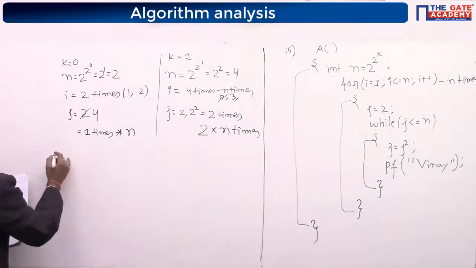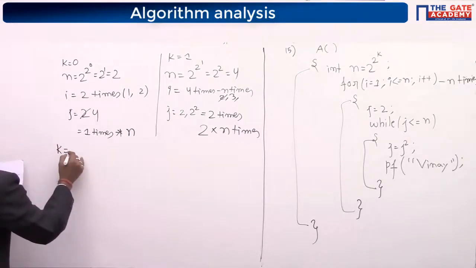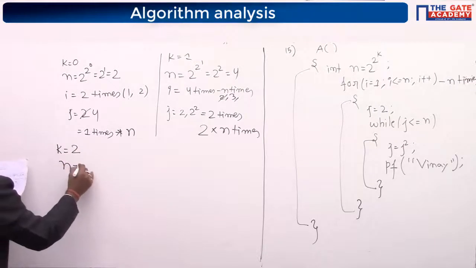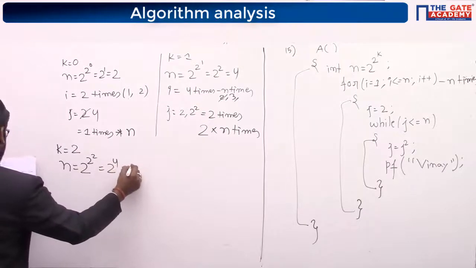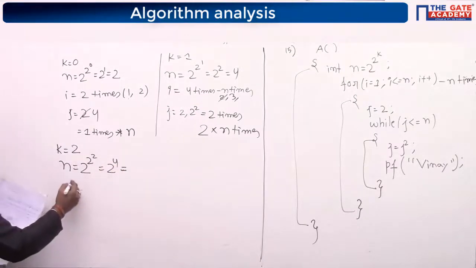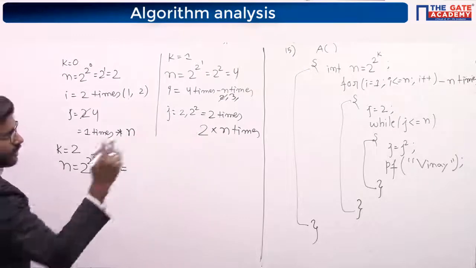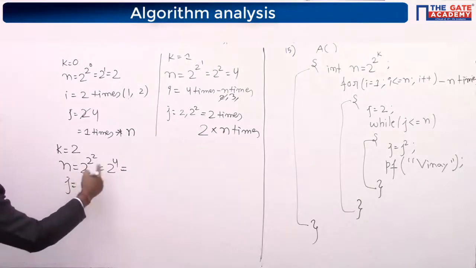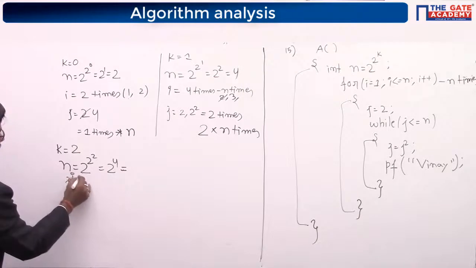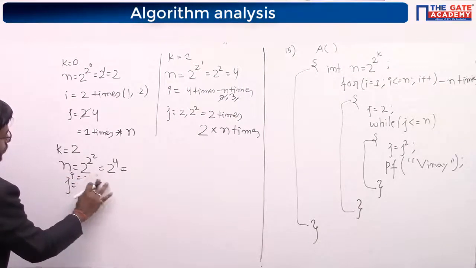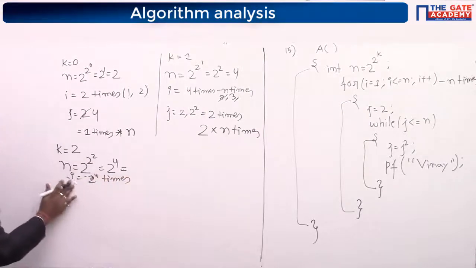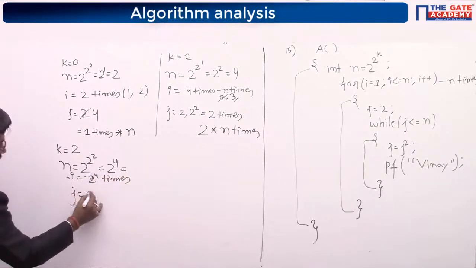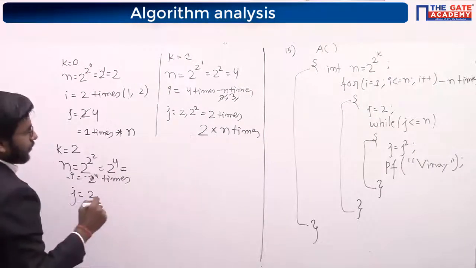Similarly, we will see k equal to 2. When k equals 2, n equals 2 to the power 2^2, which is 2 to the power 4. It is 16. So that many times i is going to be executed, 2 to the power 4 times. So how will j get executed for each value of i? For each value of i, j is going to execute how many times? First 2 is smaller than this, yeah, fine.